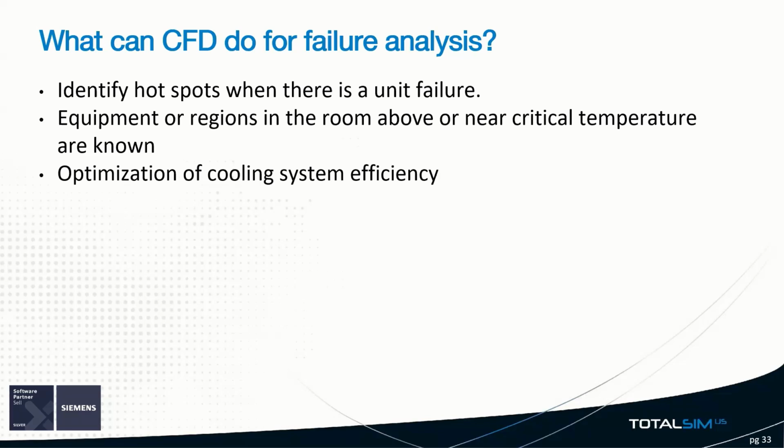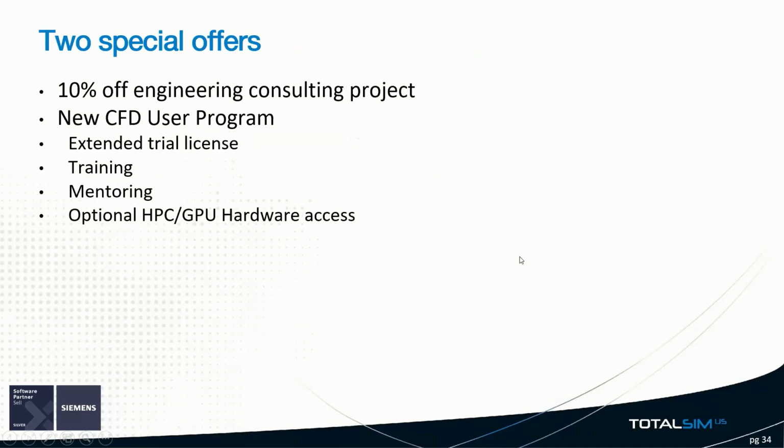We can use CFD to optimize the cooling system efficiently, whether it is decreasing the airflow supply rate or increasing the supply temperature, or even increasing the delta T, which is the difference between the return temperature and the supply temperature. Anyways, this is the end of my short presentation, how we can incorporate CFD within a data center design workflow. Okay, now I'm unmuted.